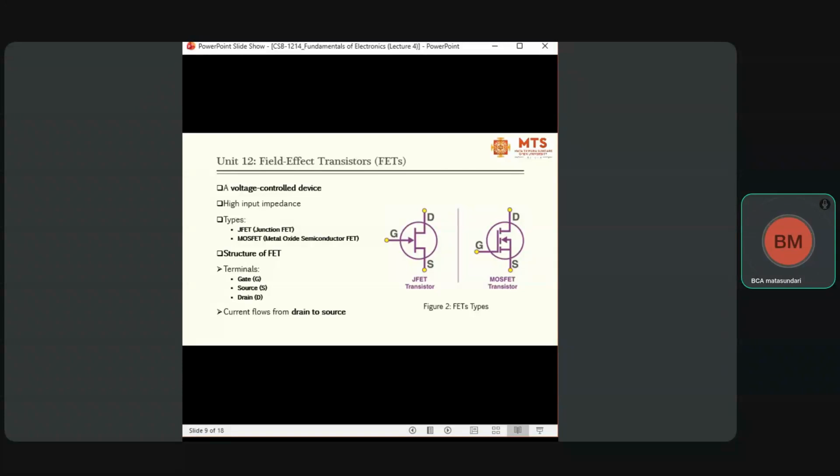So the structure of FET: there are three terminals, gate, which is G, source, which is S, and drain, which is D. Current flows from drain to source, so current will flow from D to S. So this is the difference between JFET and MOSFET. In this diagram, you can see what is different.